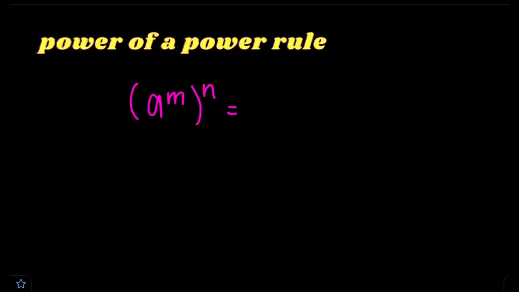In the power of a power exponent rule, we have some variable to the power of m in parentheses, and that term in the parentheses to the power of n. So for this rule, all you have to do is take the m and multiply it by the n. So therefore, we would write our base a and take the m and n and multiply them together.